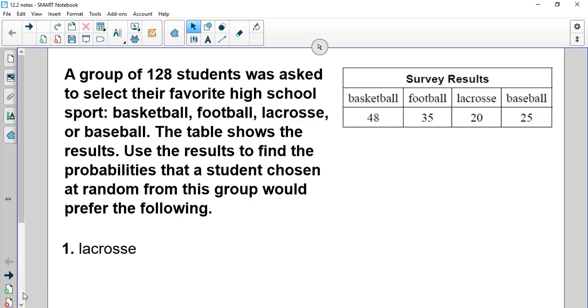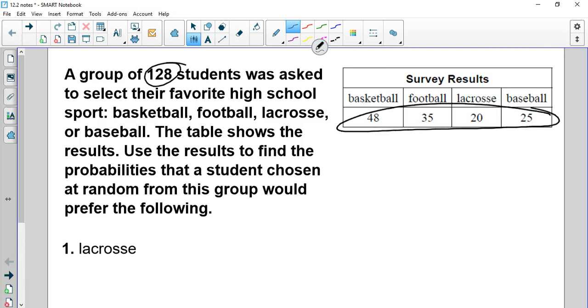All right, 12.2. This is just a review of the previous lesson. So we have 128 students. Always want to know the total. And if it's not given to you, all you need to do is add these up. Sometimes you'll just be given the table and you may not know what to do. First step, always add and find out how many people there are total.